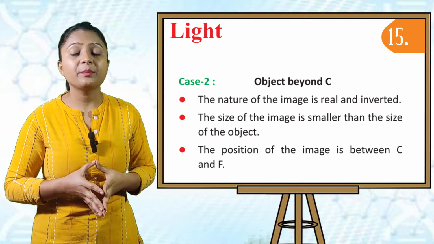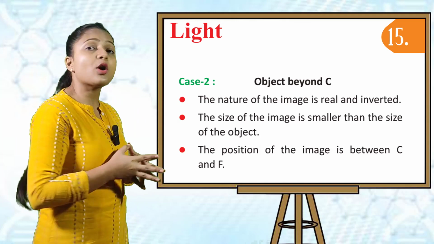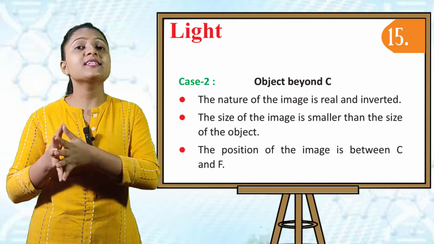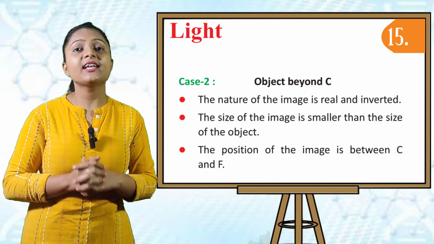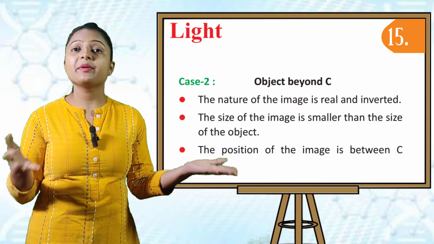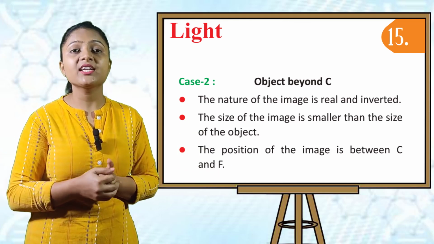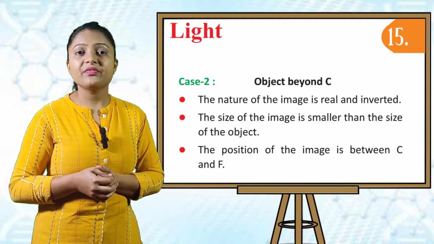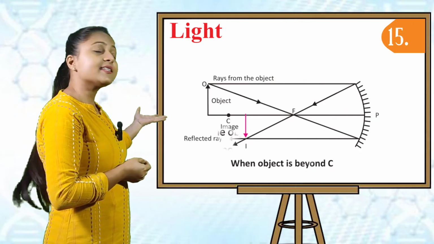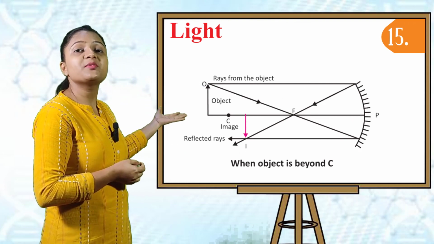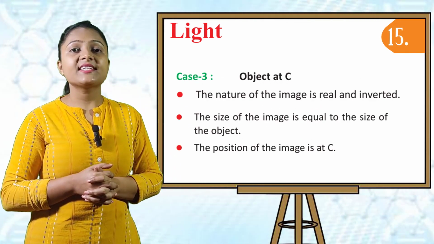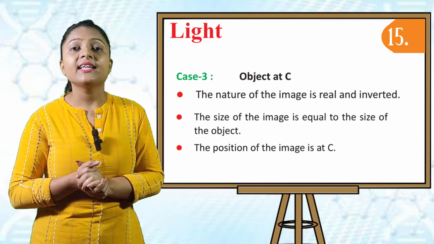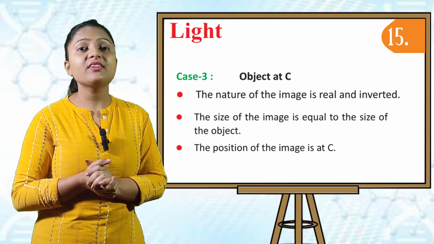Case 2, object beyond C. Case 2, जब object जो होगा वो beyond C होगा, तो जो nature होगा image का, the nature of the image is real and inverted. The size of the image is smaller than the size of the object. The position of the image is between C and F. Here is the ray diagram for case 2 when object is beyond C. Now case 3, object at C. When object is at C, the nature of the image is real and inverted.